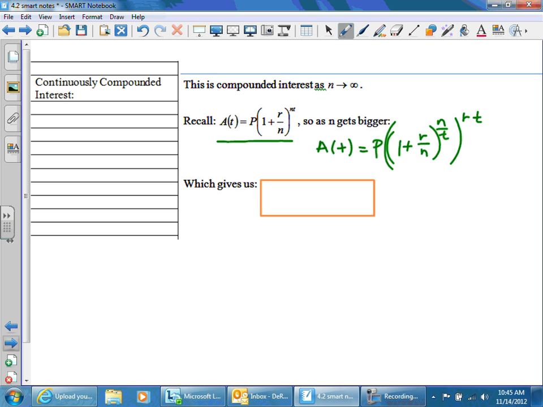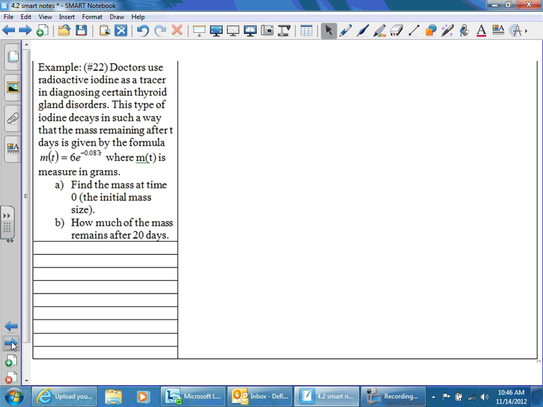So once I get this going, I see what we learned in that first section: as n goes to infinity, this is just going to go to e. So basically I'm left with P, and that whole thing in the middle goes to e to the rt. So let's use that formula.